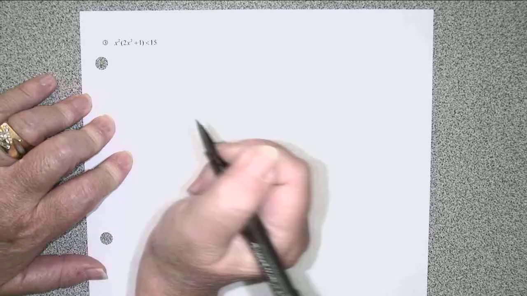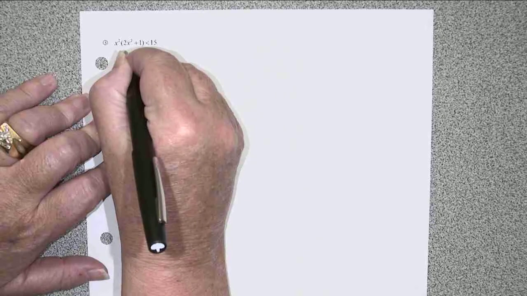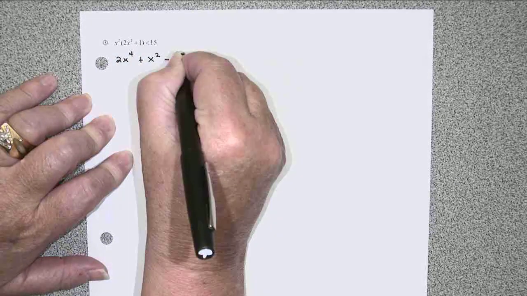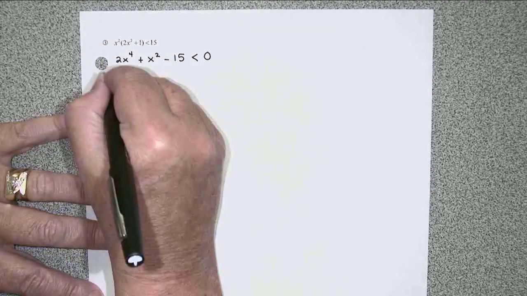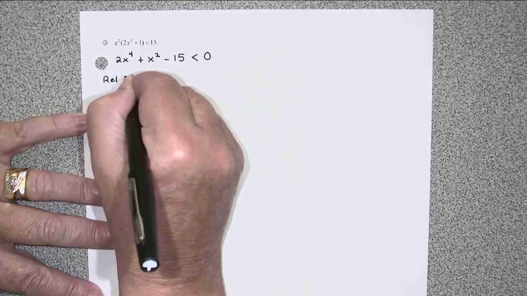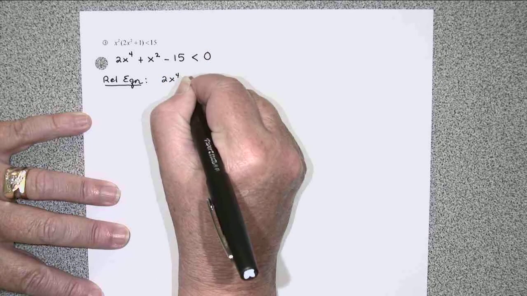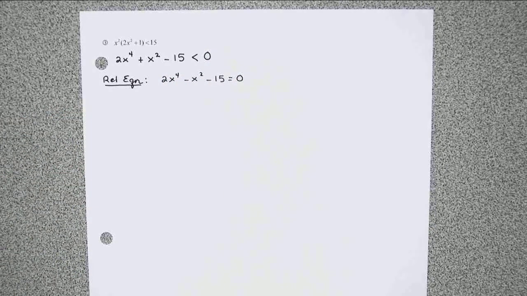Let's see, this one is not in the form I like it to be in. I don't have 0 on one side. So let me both multiply it out, 2x to the 4th plus x squared, and also bring the 15 over. Minus 15 is less than 0. My related equation would then be 2x to the 4th minus x squared minus 15 equals 0.